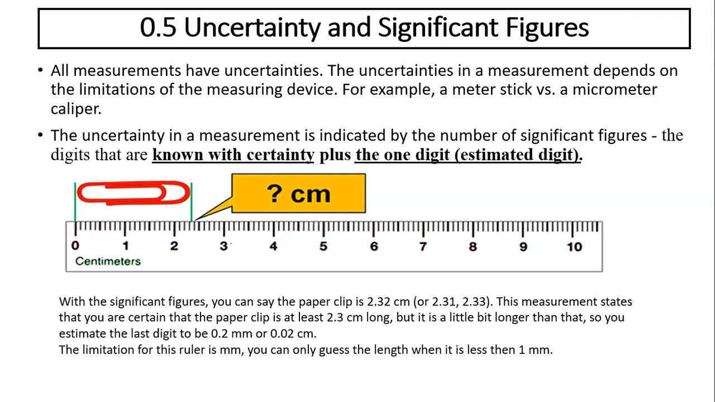This measurement states that you are certain that the paper clip is at least 2.3 centimeters long, but it is a little bit longer than that. So you estimate the last digit to be 0.2 millimeters, because you can only read up to millimeters, right? Or 0.02 centimeters. So that's why it's 2.3 plus 0.02. That's how you got 2.32 centimeters. So the limitation of this ruler is millimeters, so you can only guess the length when it is less than 1 millimeter.